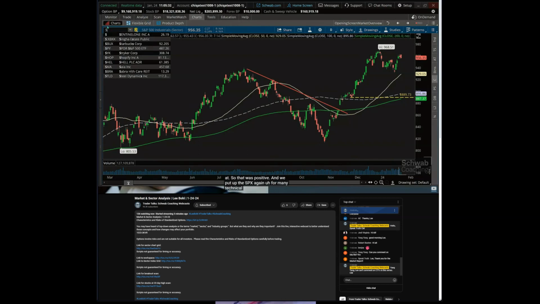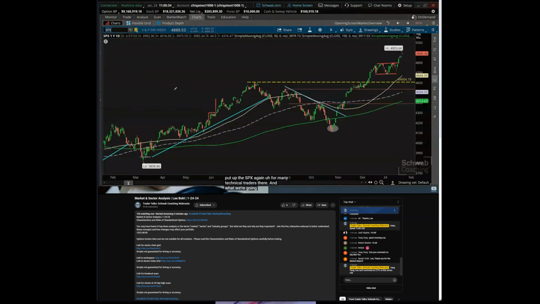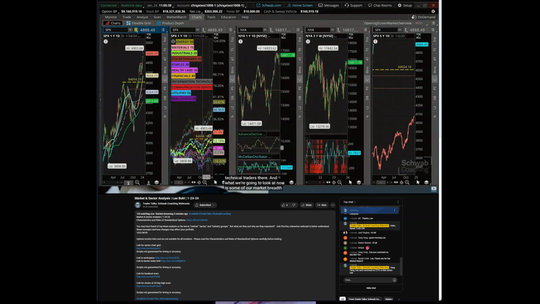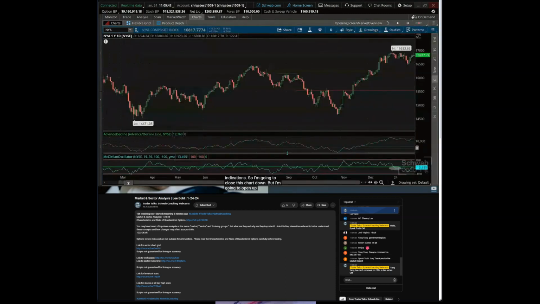And what we're going to look at now is some of our market breadth indications. So I'm going to close this chart down, but I'm going to open up this one. All right. So this is a chart of the New York Stock Exchange composite. And what we have here to take a look at is the advance to decline line. And you know, the NYA still hasn't broken out. It's going kind of sideways. The advance to decline line is going sideways.